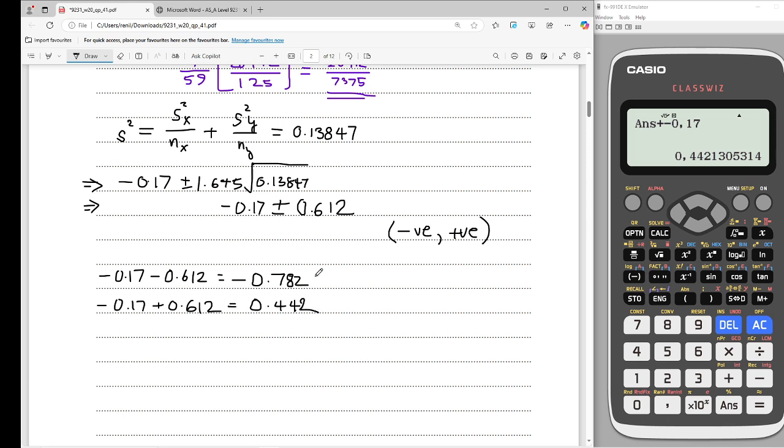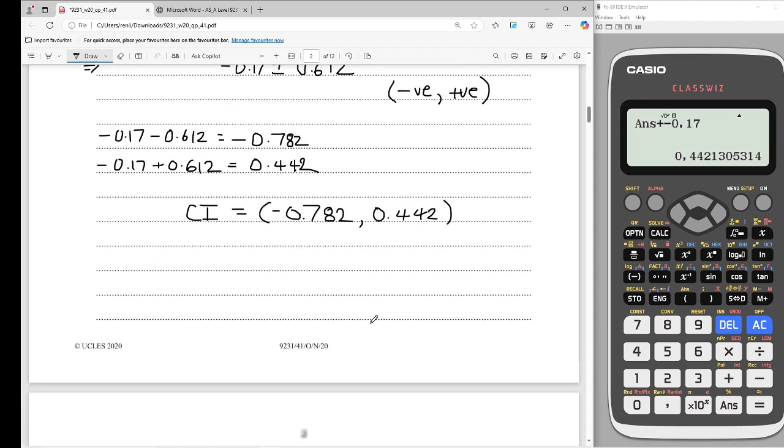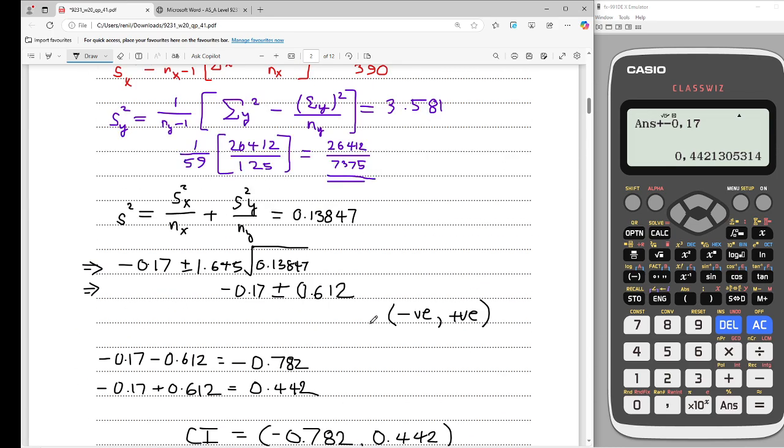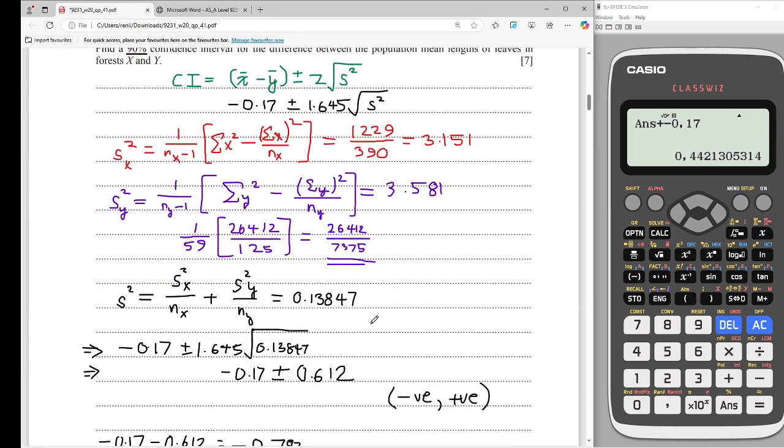Right, so now that we have our negative operation done first, that's our first value of the confidence interval. CI is equal to negative 0.782 comma the positive operation's result, which is 0.442, and you close that with brackets, and that sums up the first question, right?